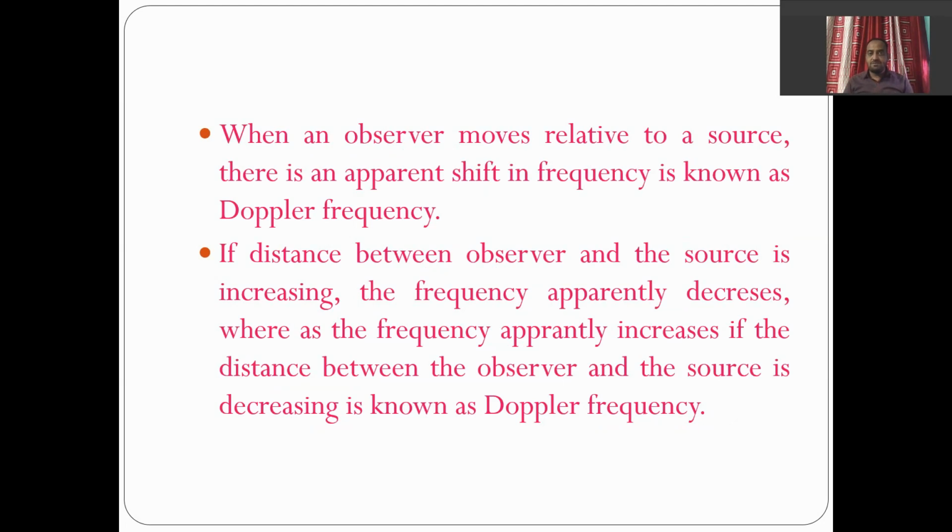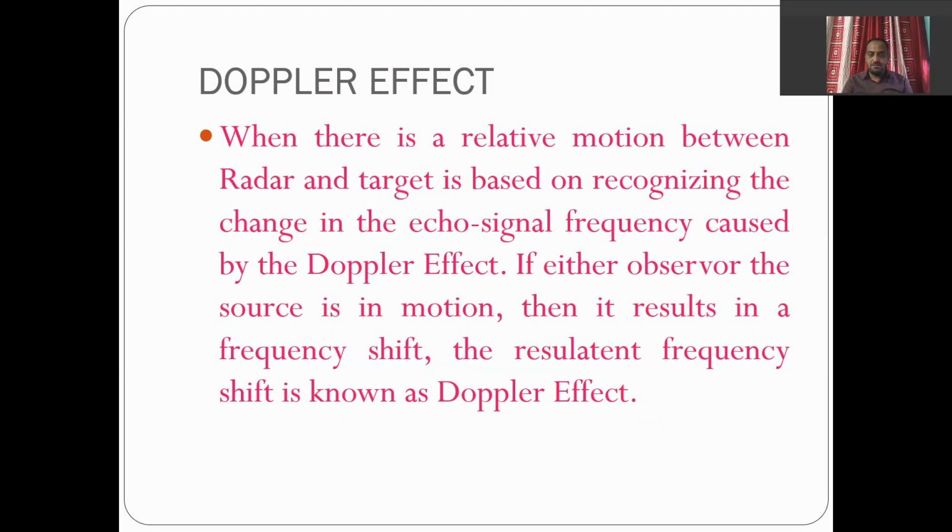If the radar station is stationary and transmitting a same frequency f0, and the observer moves towards the radar station, then the frequency will change. Then the apparent frequency, the frequency that is experienced by the observer, will be changing. That change is because of the Doppler effect. This is the definition of the Doppler effect.